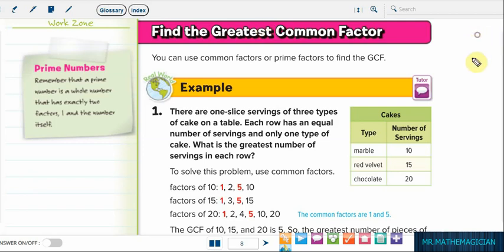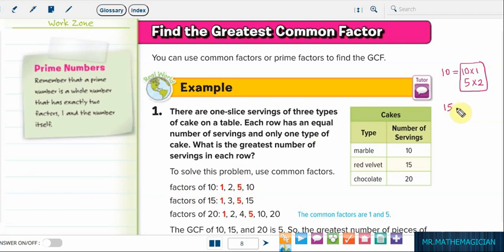Now, if you take the number 10, we know that we can write 10 as 10 times 1. Also, we can write 10 as 5 times 2. These are the factors of 10, so we list them in order. Factors of 10: 1, 2, 5, and 10.